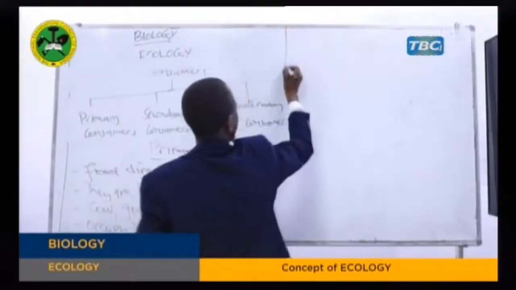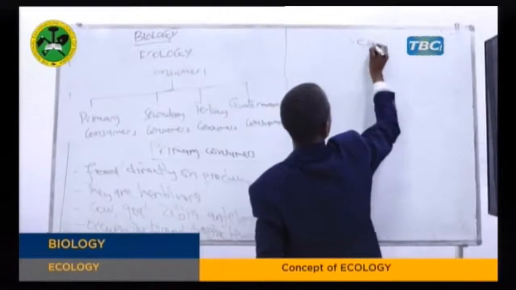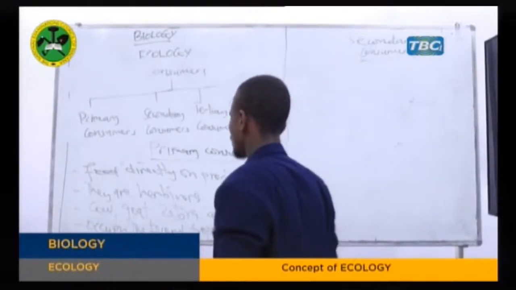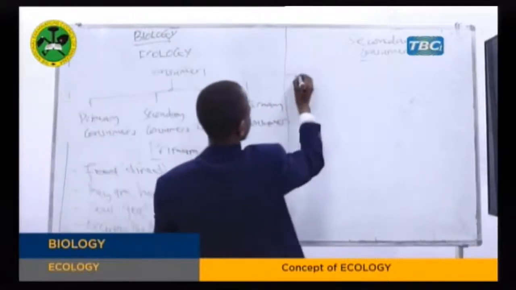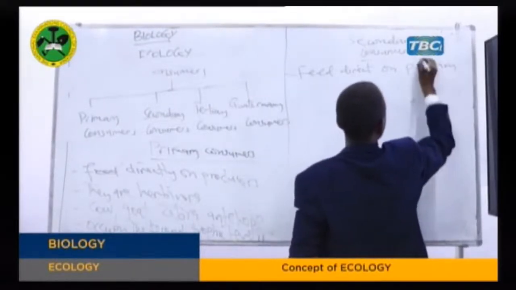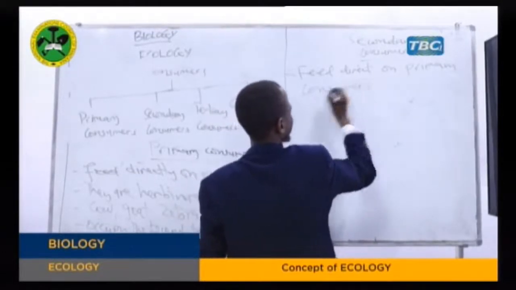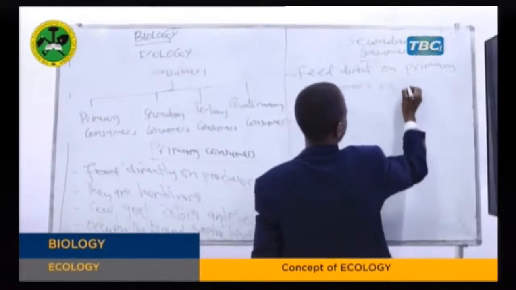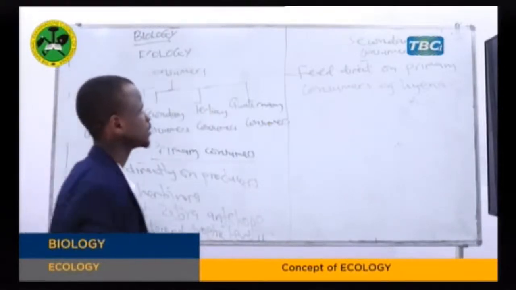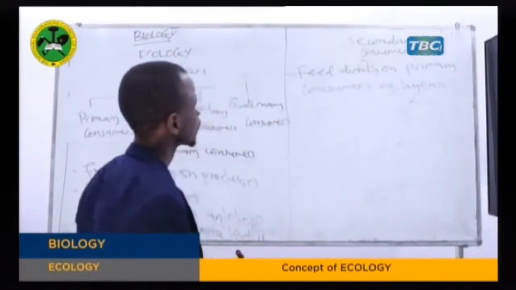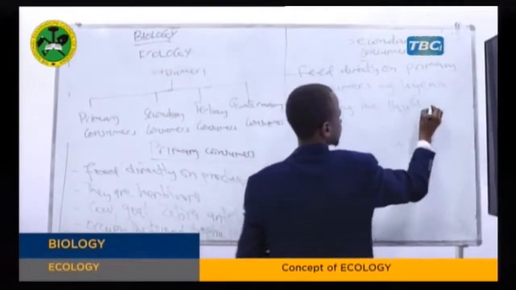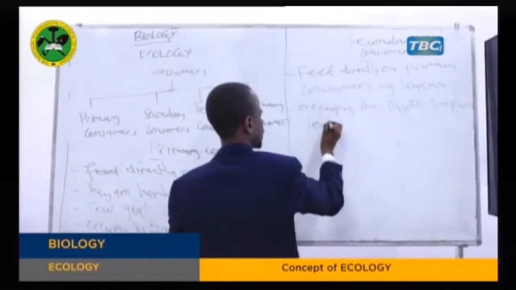My student, we have secondary consumers. This organism feeds directly on primary consumers. For example, hyena. Hyena feeds on goat, feeds on cow, they feed directly on primary consumers. They occupy the third trophic level in the ecosystem.